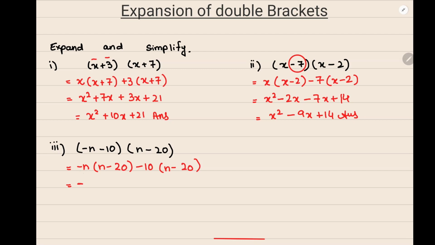Now negative into positive is negative n squared. Negative into negative is plus 20n. Negative into positive is negative 10n. And negative into negative is plus, 10 into 20 is 200. Now it would be negative n squared plus 10n and plus 200. This will be our answer.